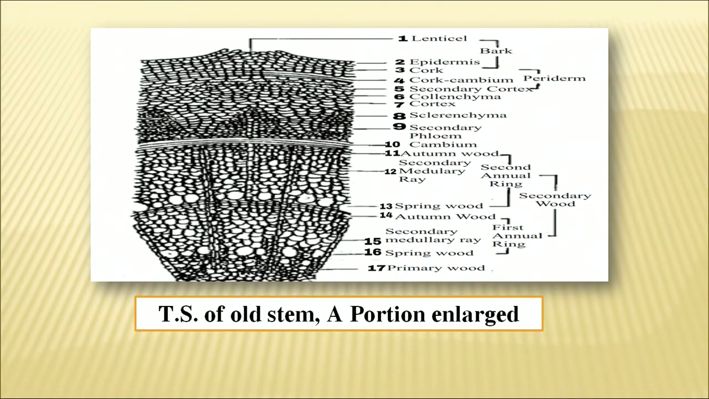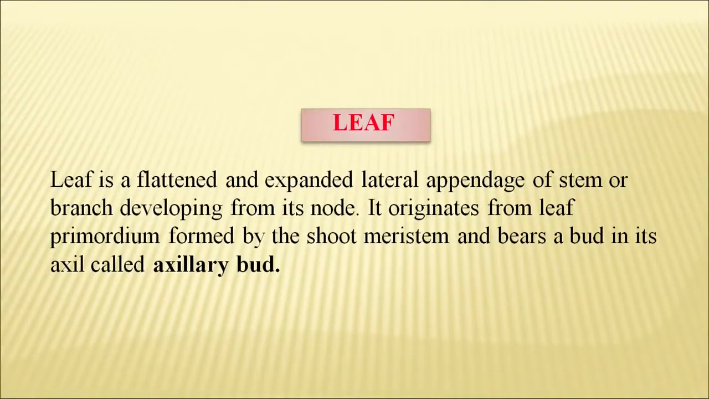All right. The inner structures we have already explained: how metaxylem and secondary xylem are cut out and how the tree stem, or the girth, grows over the years. So, let us move on to the leaf. Leaf is the flattened and expanded lateral appendage of the stem or the branch which develops from its nodes. We had already discussed what nodes and internodes are. So, a leaf generally grows on a node.